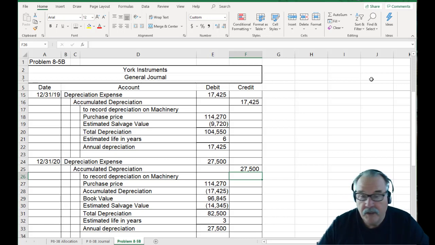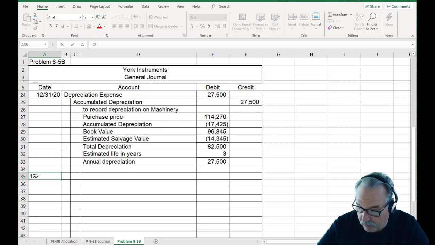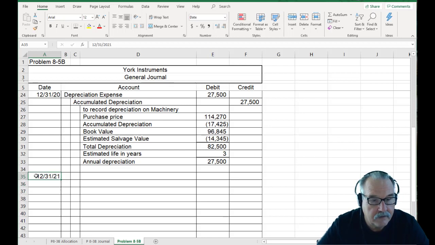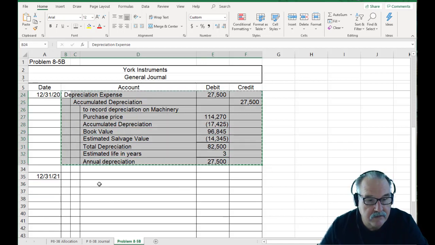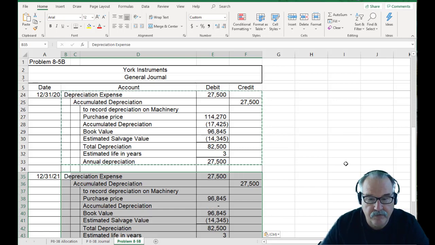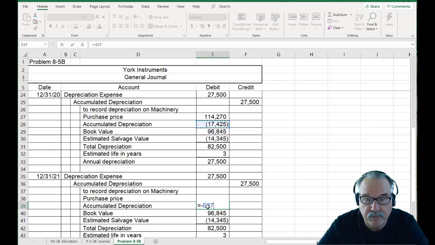So moving forward 1 year, we have the exact same journal entry at 12/31/2021. It's the same thing. I'm just going to copy and paste it. Easy peasy. Control C to copy, Control V to paste. The only thing that we have to make sure we put in here is the accumulated depreciation amount, and the purchase price should have been the same. Everything should stay the same.